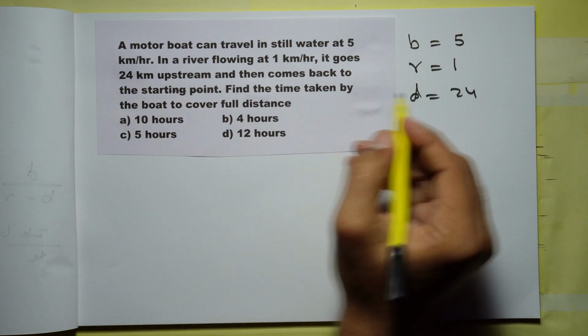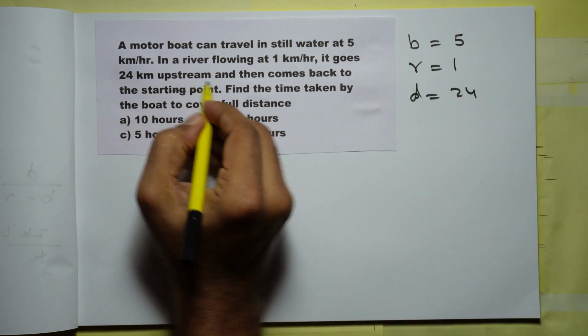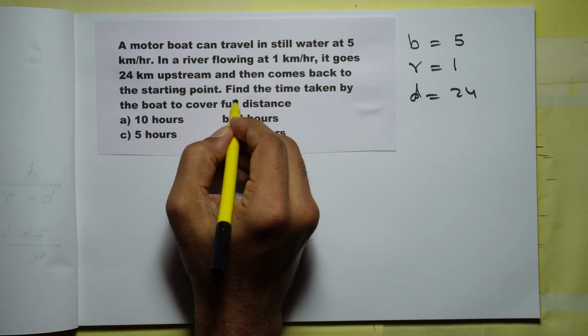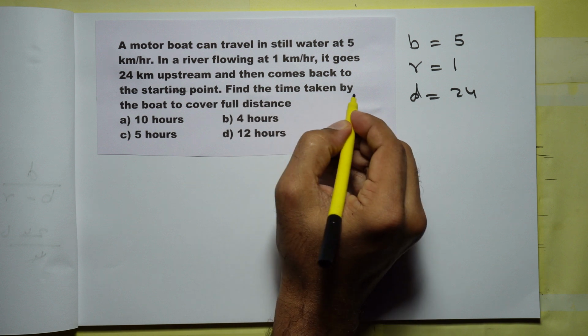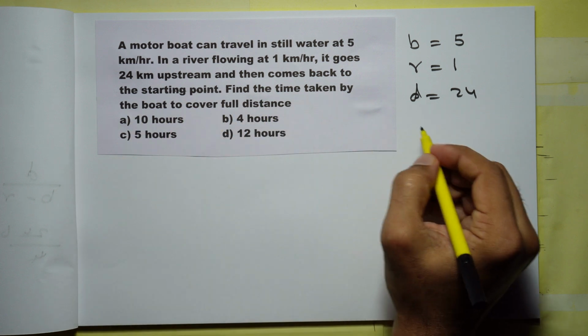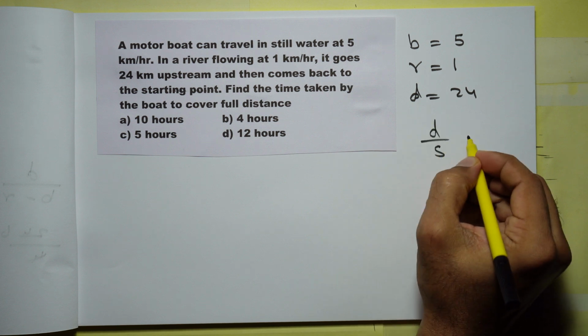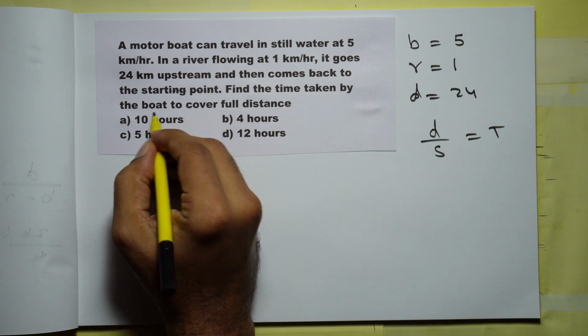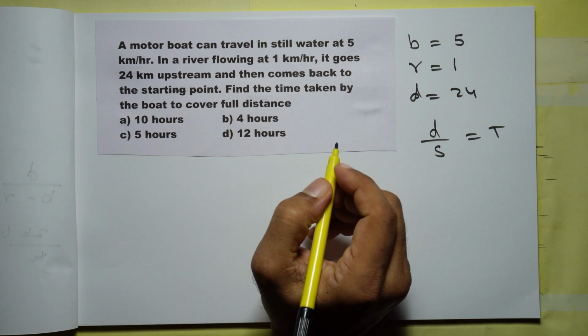So initially it travels this distance 24 kilometers upstream and then comes back to the starting point. Find the time taken by the boat to cover the full distance. So you have the basic equation, distance by speed gives you time. Now we need to find the time taken by the boat to cover the full distance.